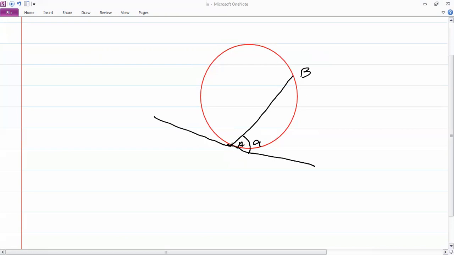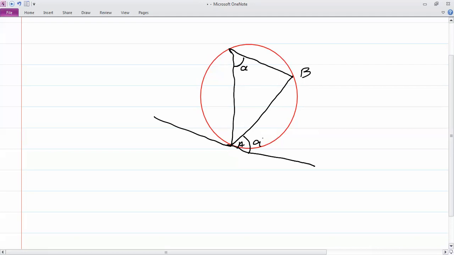Let's say the same chord makes an angle on the circumference also. The angle between chord and tangent is equal to the opposite angle made by the same chord on the circumference. I mean, if this is A, then this will also be A. They will both be the same. This is called the alternate segment theorem.